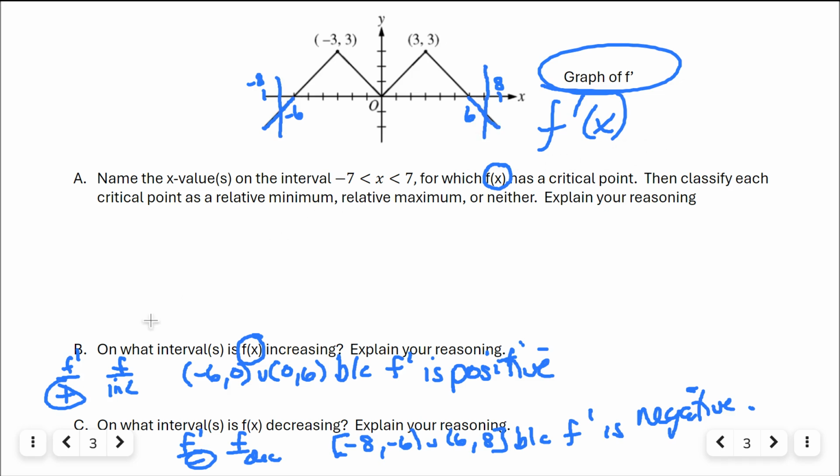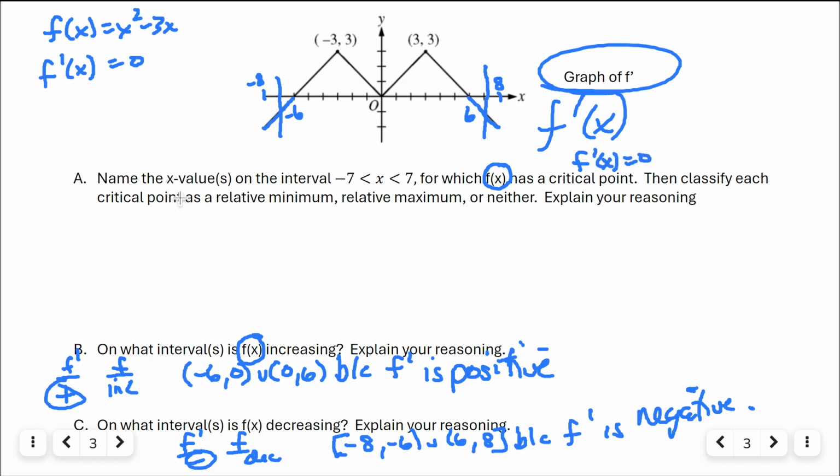All right, so what's it mean for something to be a critical point? Well, think about it algebraically. What would you do? If I gave you f of x equals x squared minus 3x, and said, here, go find the critical numbers, what would you do? Find the derivative, right? Set it equal to 0. That would be your critical numbers.